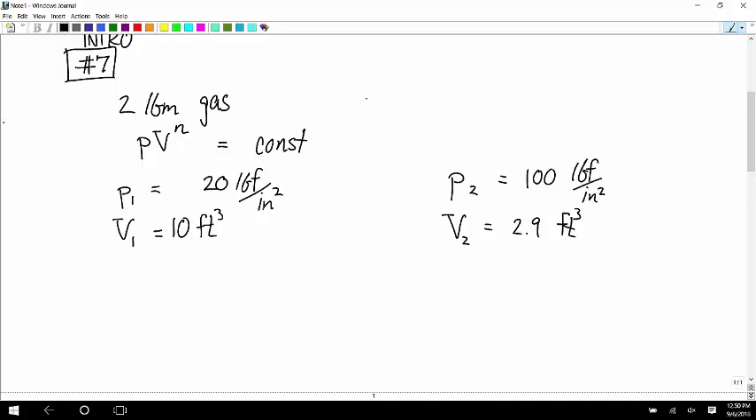In other words, let's see, 1 pound force is equal to 1 pound mass times the acceleration of gravity. I will be much more explicit about that on the test.